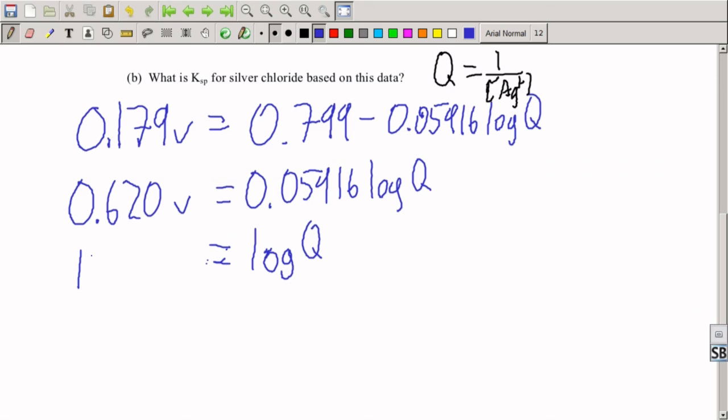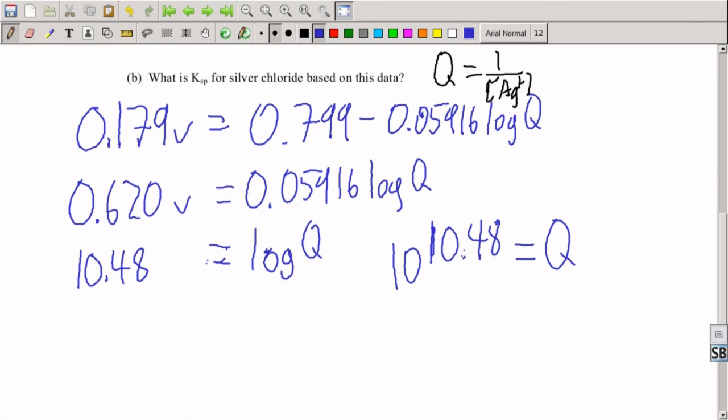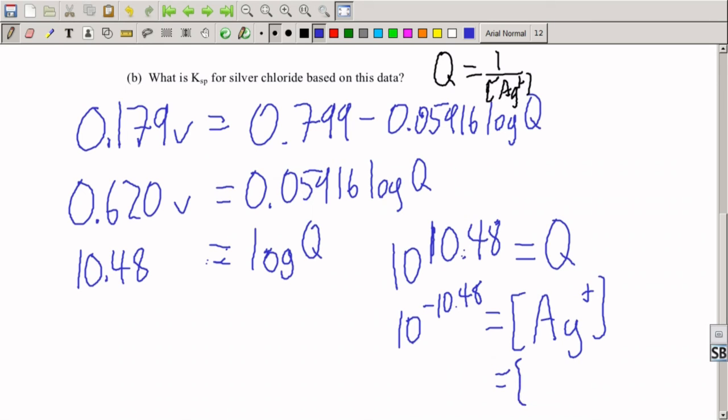10.48? And so 10.48 is equal to the log of Q. And so 10 raised to the 10.48 power is equal to Q. Or another way of thinking about this is, since Q is the reciprocal of the silver ion concentration, then 10 raised to the negative 10.48 power is equal to the molarity of the silver ion in this solution. What is the molarity of the silver ion?